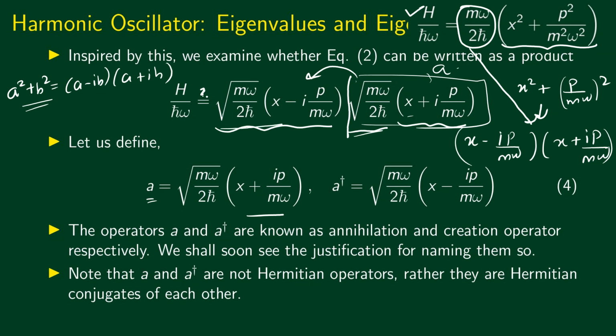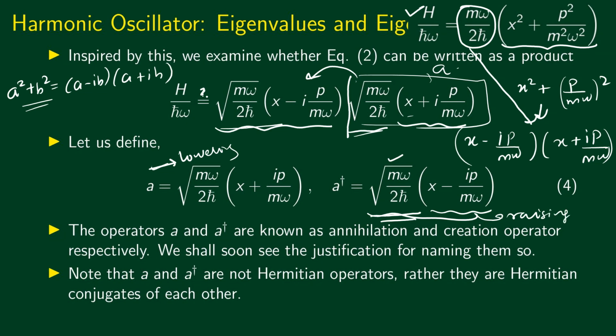So if this is defined as A, then the first term here is actually A dagger. So let's call these operators: A is equal to square root of m omega divided by 2 h bar x plus ip divided by m omega, and then A dagger will be square root of m omega divided by 2 h bar x minus ip divided by m omega. So clearly A and A dagger are not Hermitian operators. They are Hermitian conjugates of each other. These operators also have names. This operator A is called the annihilation operator, also called the lowering operator, and this A dagger is called the creation operator, also called the raising operator. We shall explain these names later on.